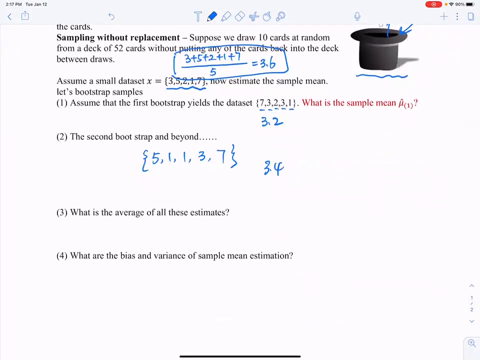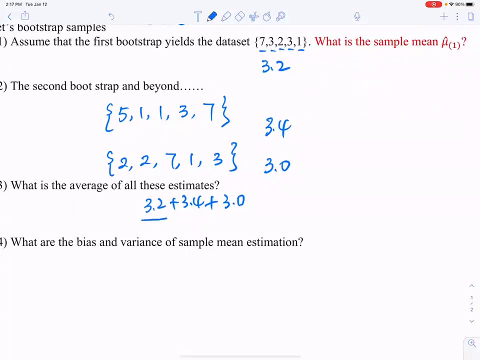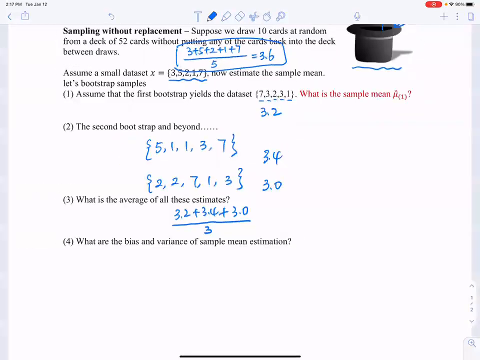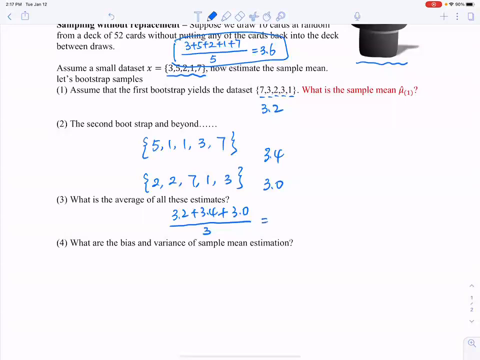And what is the third? Now let's do the third bootstrapping sample. This is 2, 2, 7, 1, 3. And for this one, we get 3.0. Now, what is the average of these three estimates? That is 3.2 plus 3.4 plus 3.0 divided by 3. This equals 3.2.